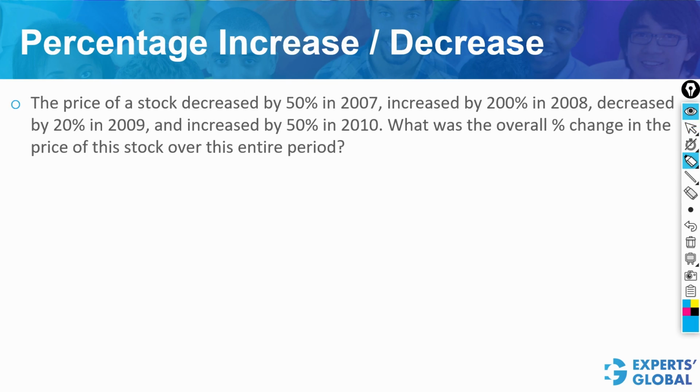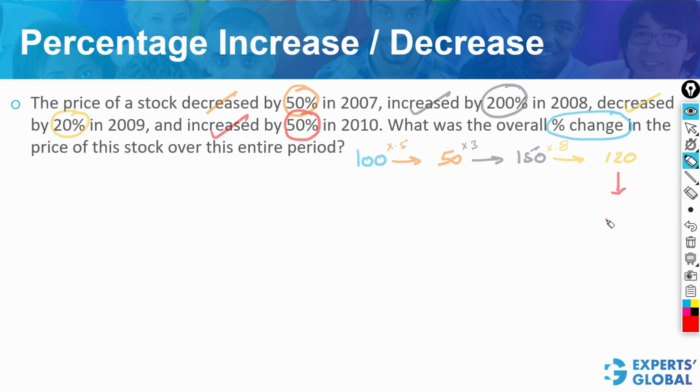Please pause the video and solve this question. Since the value required is in percentage and not an absolute value, we can assume the initial price to be 100. First, there is a 50% decrease, so 100 becomes 50. Next, a 200% increase, so 50 becomes 150. Next, a 20% decrease, so 150 becomes 120. Next, a 50% increase, so 120 becomes 180.